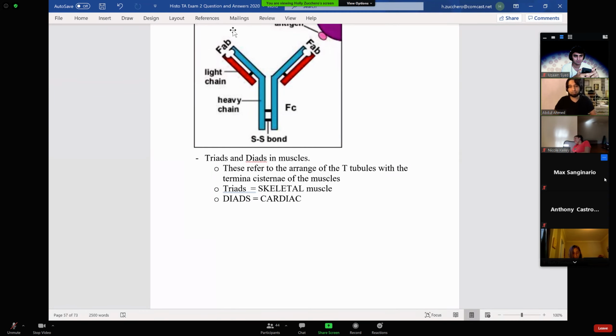IgM is a pentamer. It's the large one, and you usually have that in the beginning before you start making IgGs. IgE, I always think of it when somebody's sneezing. That's what's going to help bind to mast cells, and that's what's going to cause sneezing and whatnot. And IgD is whatever, that's not that important. All right, so I briefly went over some general things. Read the chapter about it for immuno, you should really know that.